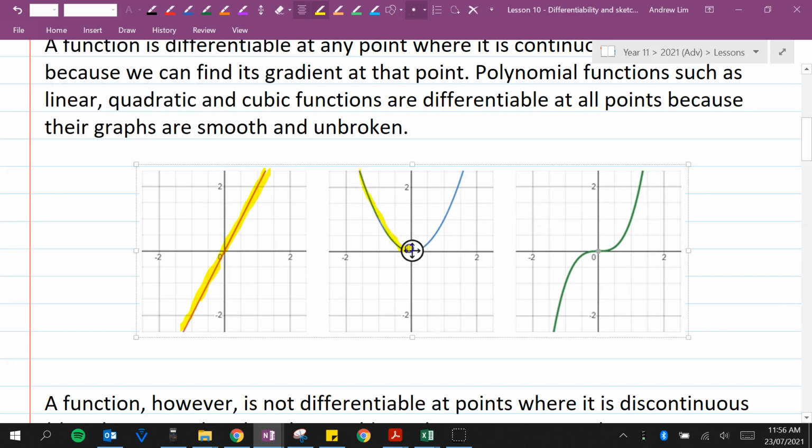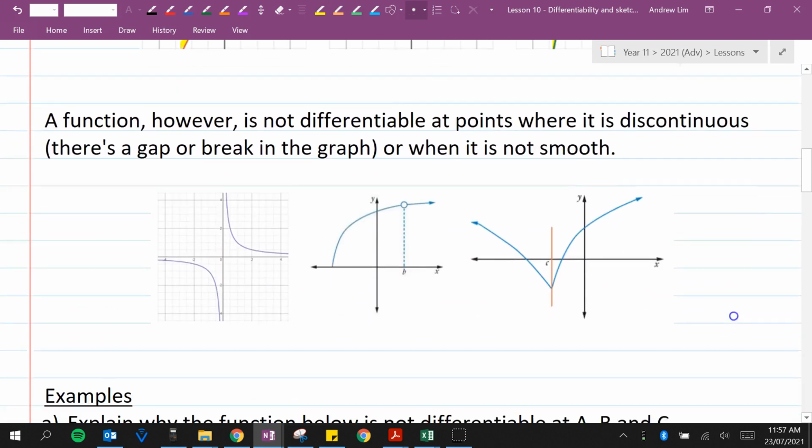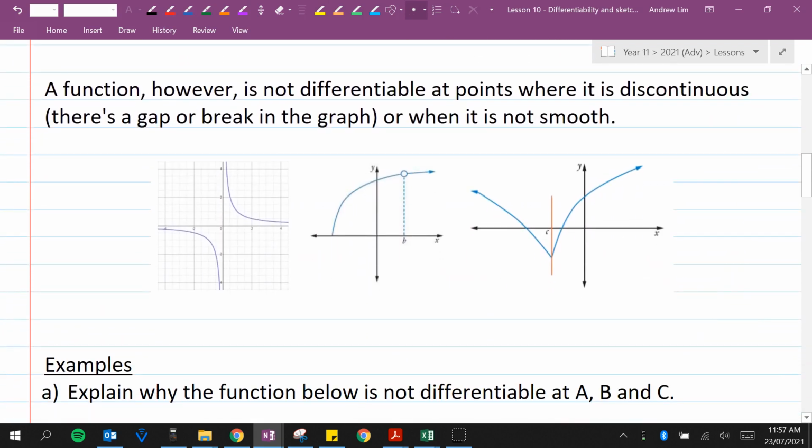Same with this one. This quadratic function is smooth and unbroken, so we can differentiate it at all points. Same with this cubic function, smooth and unbroken. However, a function is not differentiable at points where it is discontinuous, meaning there's a gap or a break in the graph, or when it's not smooth.